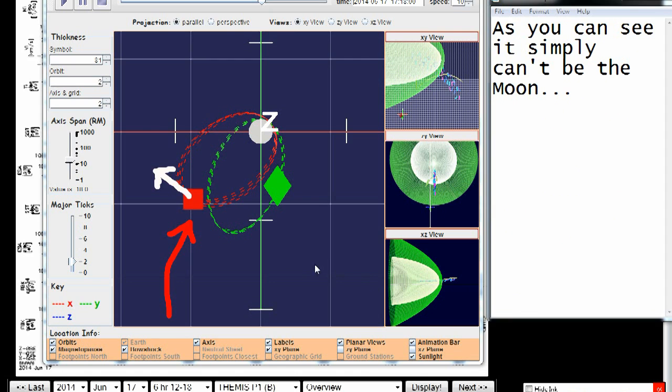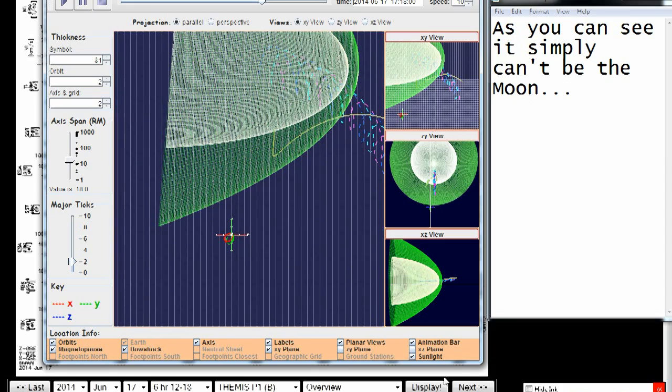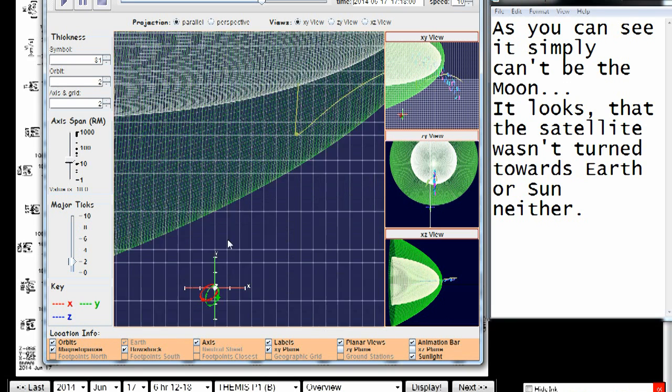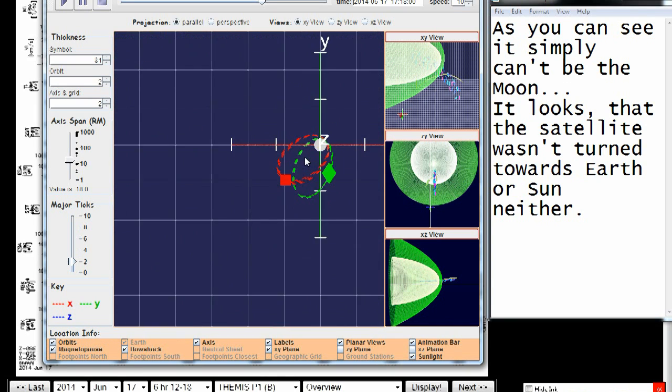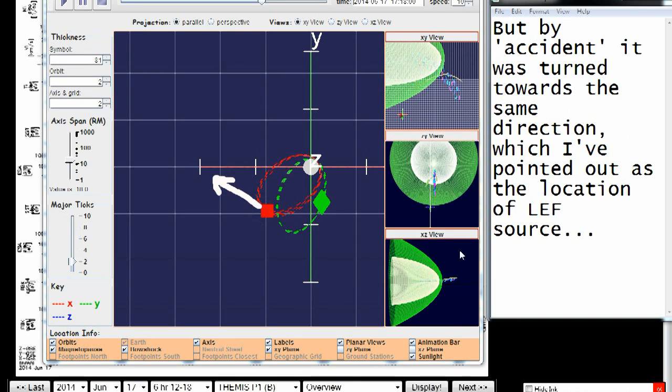As you can see, it simply can't be the Moon. It looks like the satellite wasn't turned towards Earth or Sun either, but by accident it was turned towards the same direction which I pointed out as the location of the low energy field source.